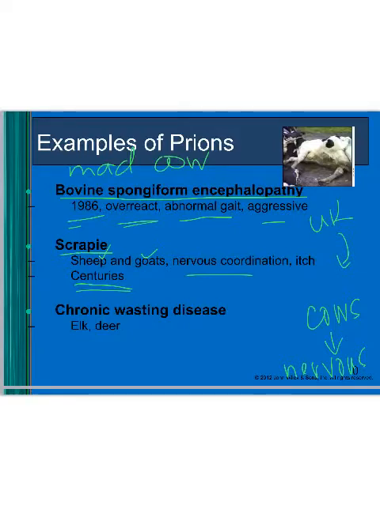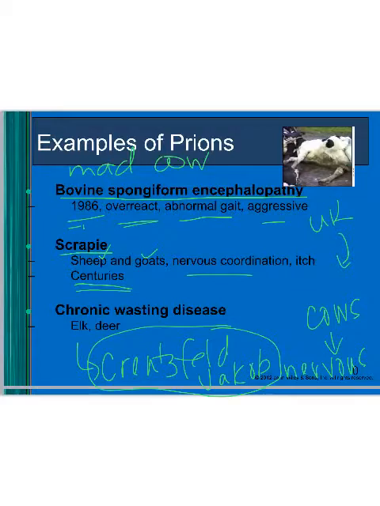Mad cow was bad because it does jump to humans, and that's what they call Creutzfeldt-Jakob disease. So it jumped to humans, and that's what made mad cow especially bad. So if you ate infected meat, then you could get it. So that's why mad cow is so bad. So now they screen like crazy to make sure that mad cow isn't in an area.